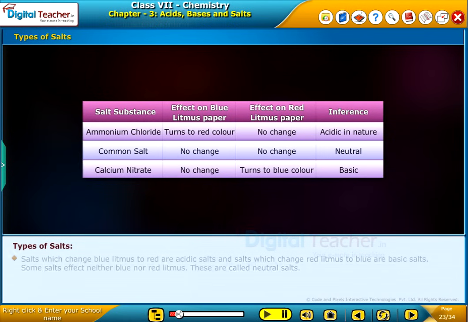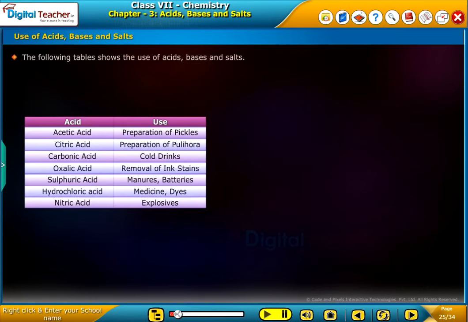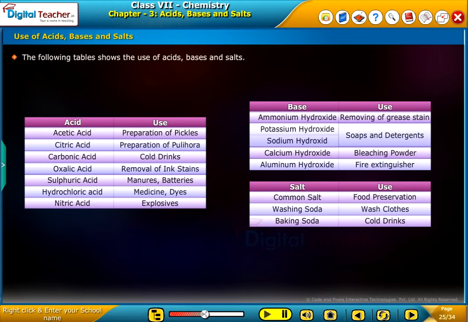Types of salts. Salts which change blue litmus to red are acidic salts, and salts which change red litmus to blue are basic salts. Some salts affect neither blue nor red litmus. These are called neutral salts. The following table gives the information about the acidic salts, basic salts, and neutral salts. The following table shows the use of acids, bases, and salts.